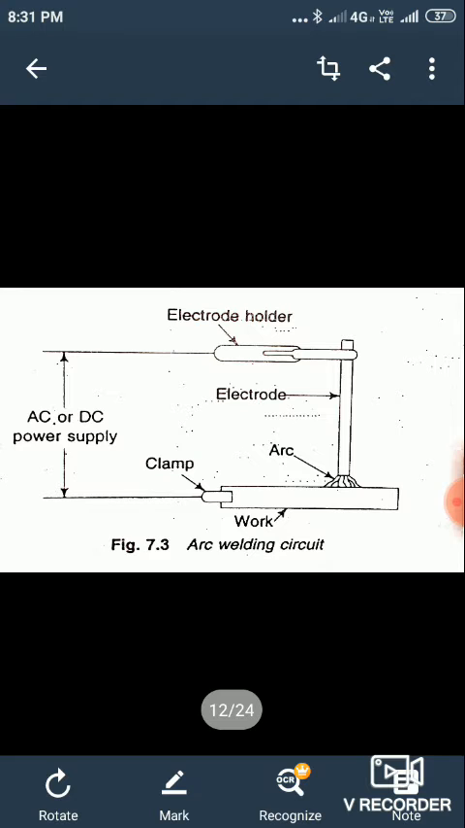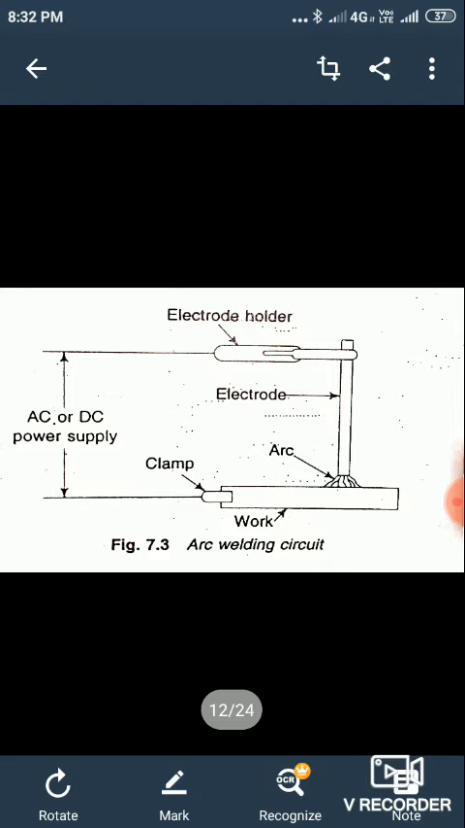In AC welding, electrodes should be coated electrodes, but in the case of DC, coated and non-coated electrodes can be used. The maintenance cost is less in AC welding, whereas it is more in DC welding. The arc is unstable in AC welding, whereas it is stable in DC welding. Magnetization of the workpiece will never happen in AC welding, but it will happen in DC welding.